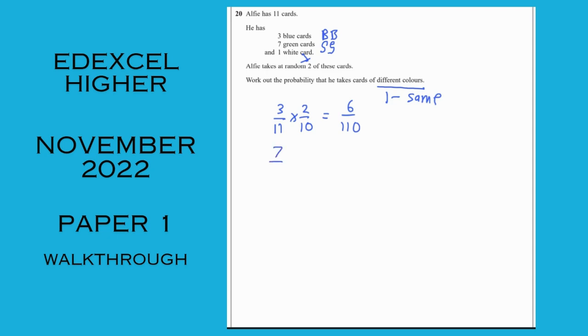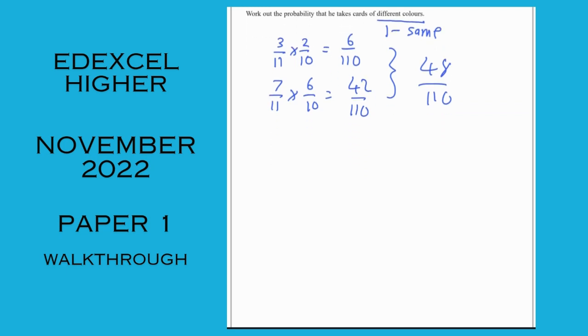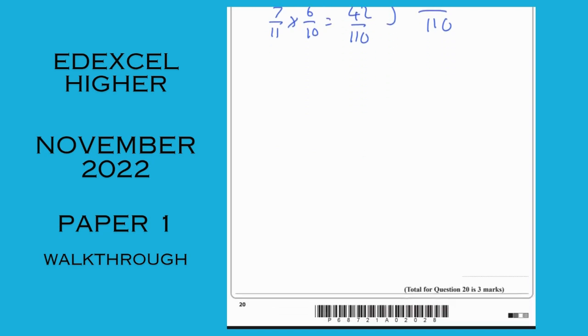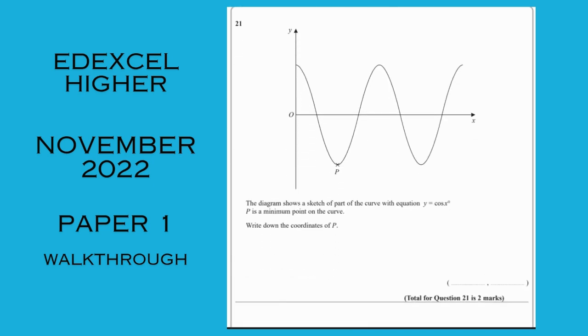Green, green, so that'll be 7 out of 11. One fewer green means there's 6 out of 10, so 42. So these two combined is 48 110ths. So to do 1 minus that, we just need a number that adds to 48 to give 110, and that is 62. Again, do not bother cancelling down. Waste of time. Number 21.